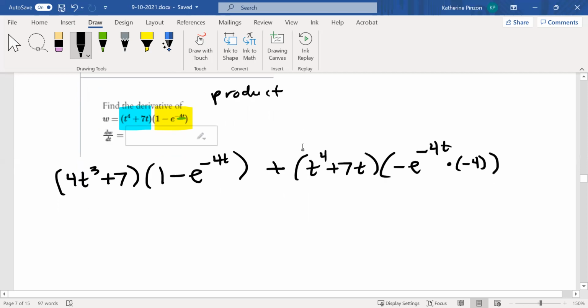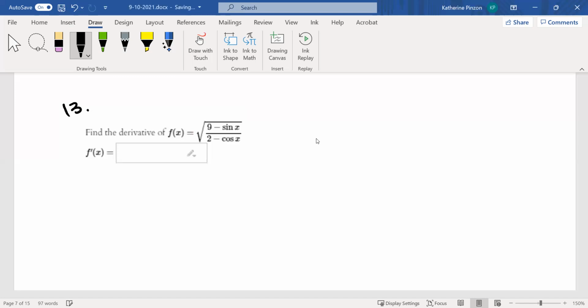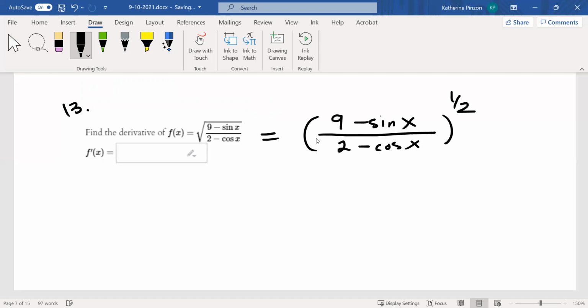Okay. 12. Who remembers what's next? 13? Yeah, I think this is 13. Oh, I'm going to rewrite this guy before I take the derivative. What am I going to make him look like? All that stuff to the 1/2. What rule do I need? I need the quotient rule because this derivative inside piece is a fraction, right?